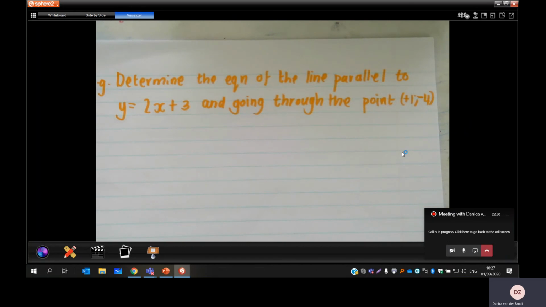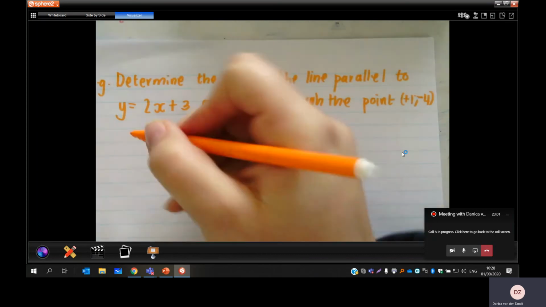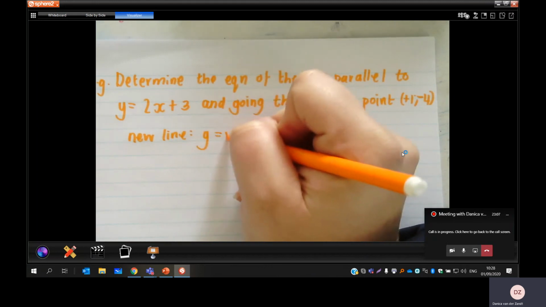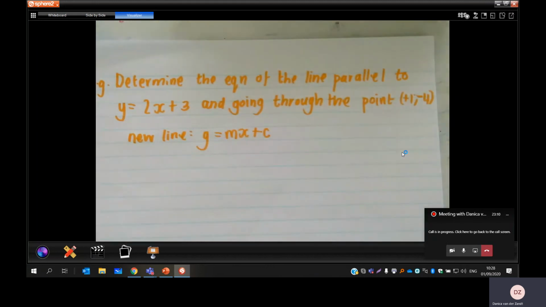So the equation of my first line is y equals 2x plus 3. And we get told we are looking for a second line, a second straight line. So my starting point of my new line, since it's a straight line, would be y equals mx plus c. And we get told that this new line is parallel. So we already get told what my gradient is, because it'll be exactly the same gradient as the first line. So what is the gradient of my new line? It is also 2.